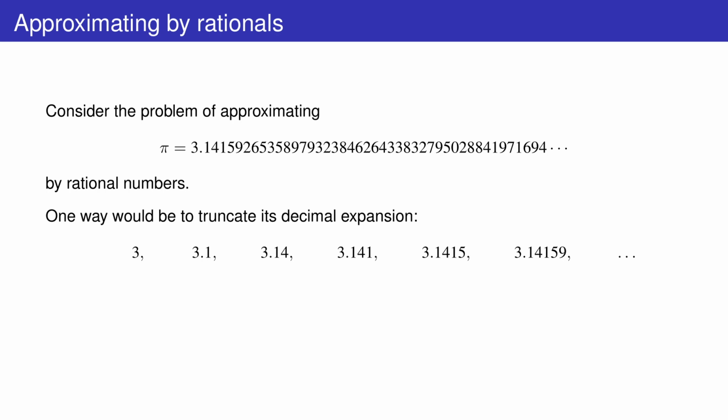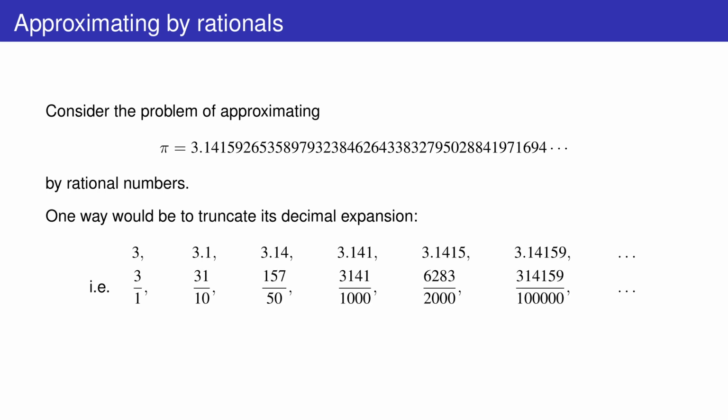We can see that these are rational numbers by multiplying by an appropriate power of 10 to get the numerator, and then that power of 10 is the denominator. So if we multiply 3.1 by 10, we get 31 as the numerator, and the denominator is 10, of course. Here I've simply simplified the fraction: 314 over 100 simplifies to 157 over 50 in its lowest terms. That's all well and good, but are they particularly good approximations?